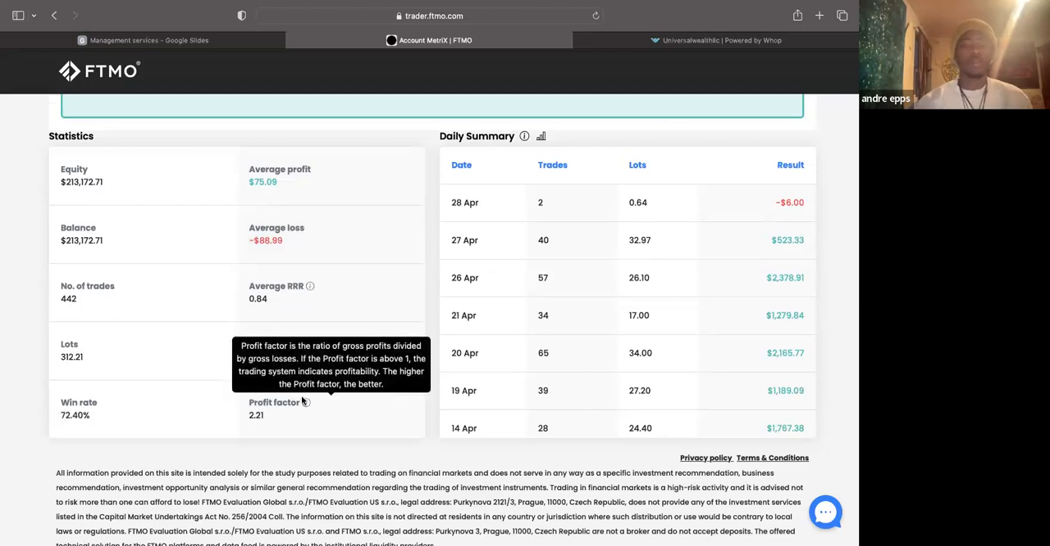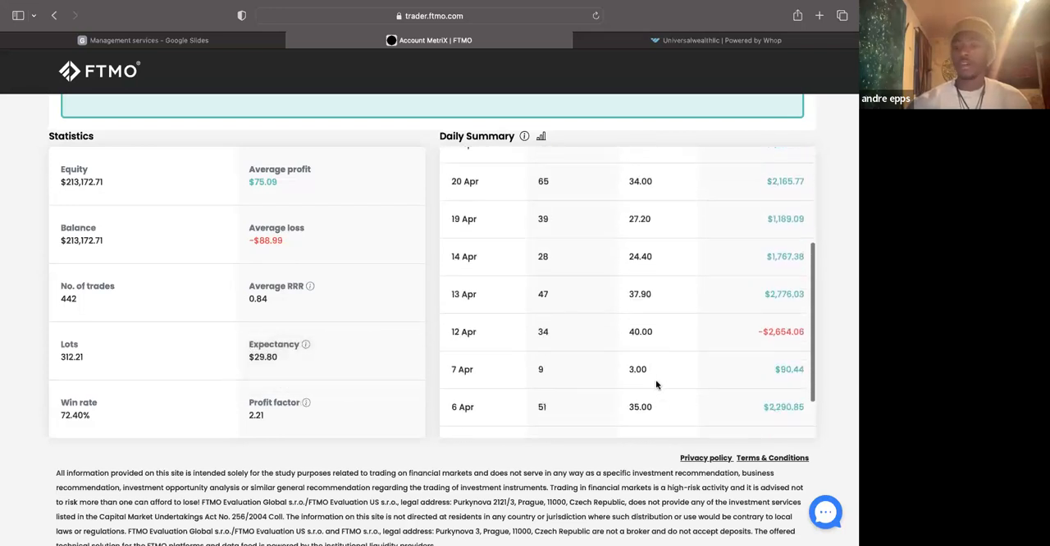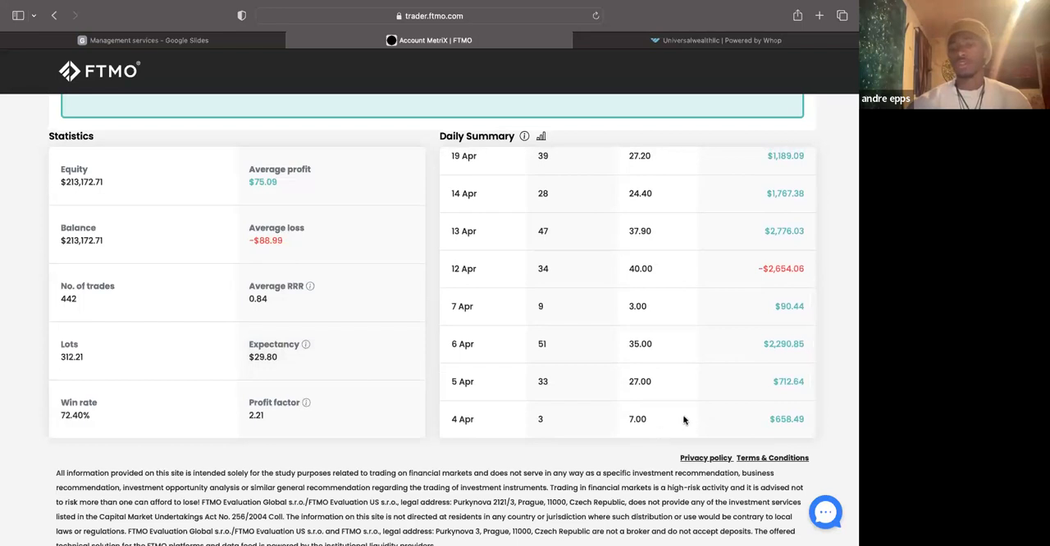We also have the profit factor, which is a ratio of gross profits divided by the gross losses. If the profit factor is above 1, the trading system indicates profitability. The higher the profit factor, the better. So we have 2.21 in terms of our profit factor, which means that this bot was profitable, which is very, very beautiful. It even shows us our trade history from April 4th all the way to the 28th, right?